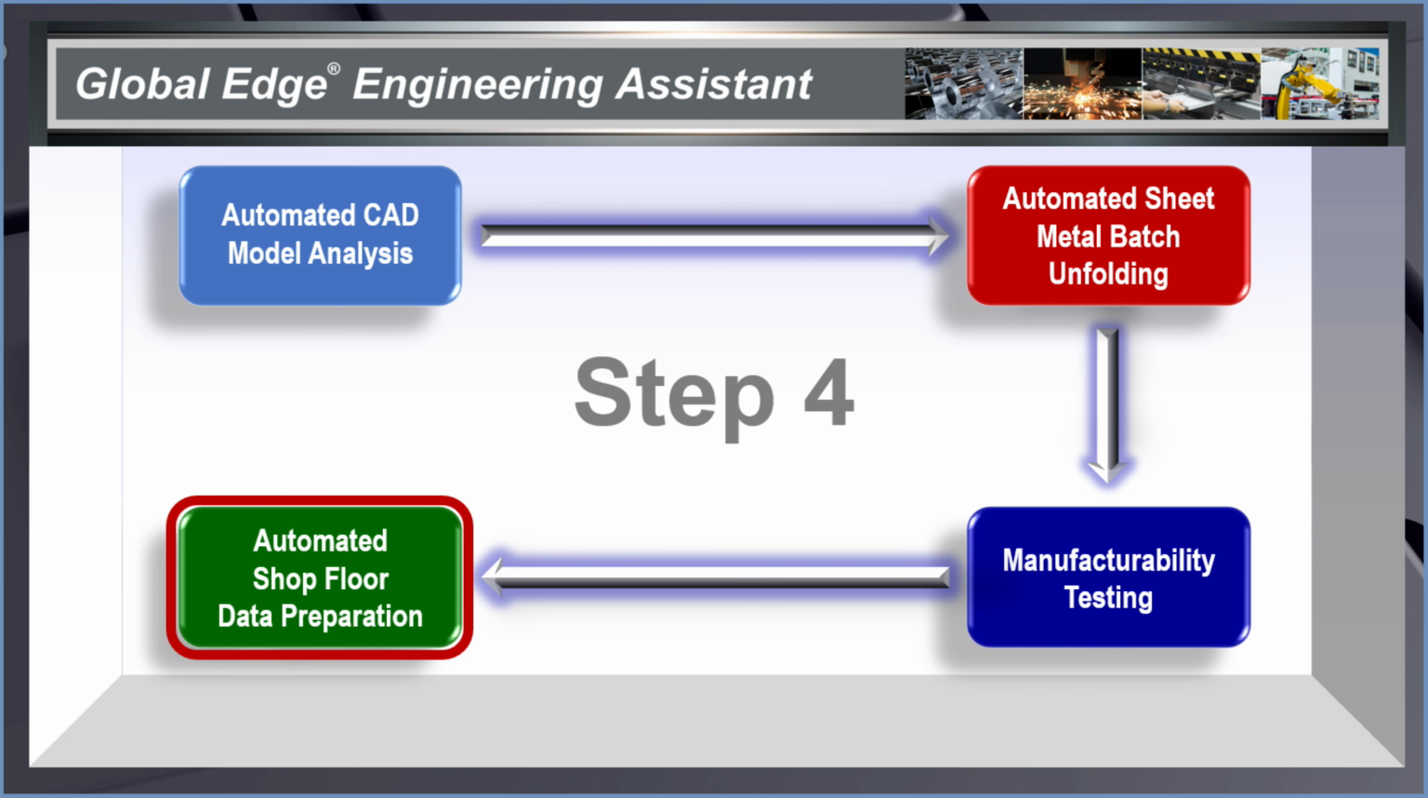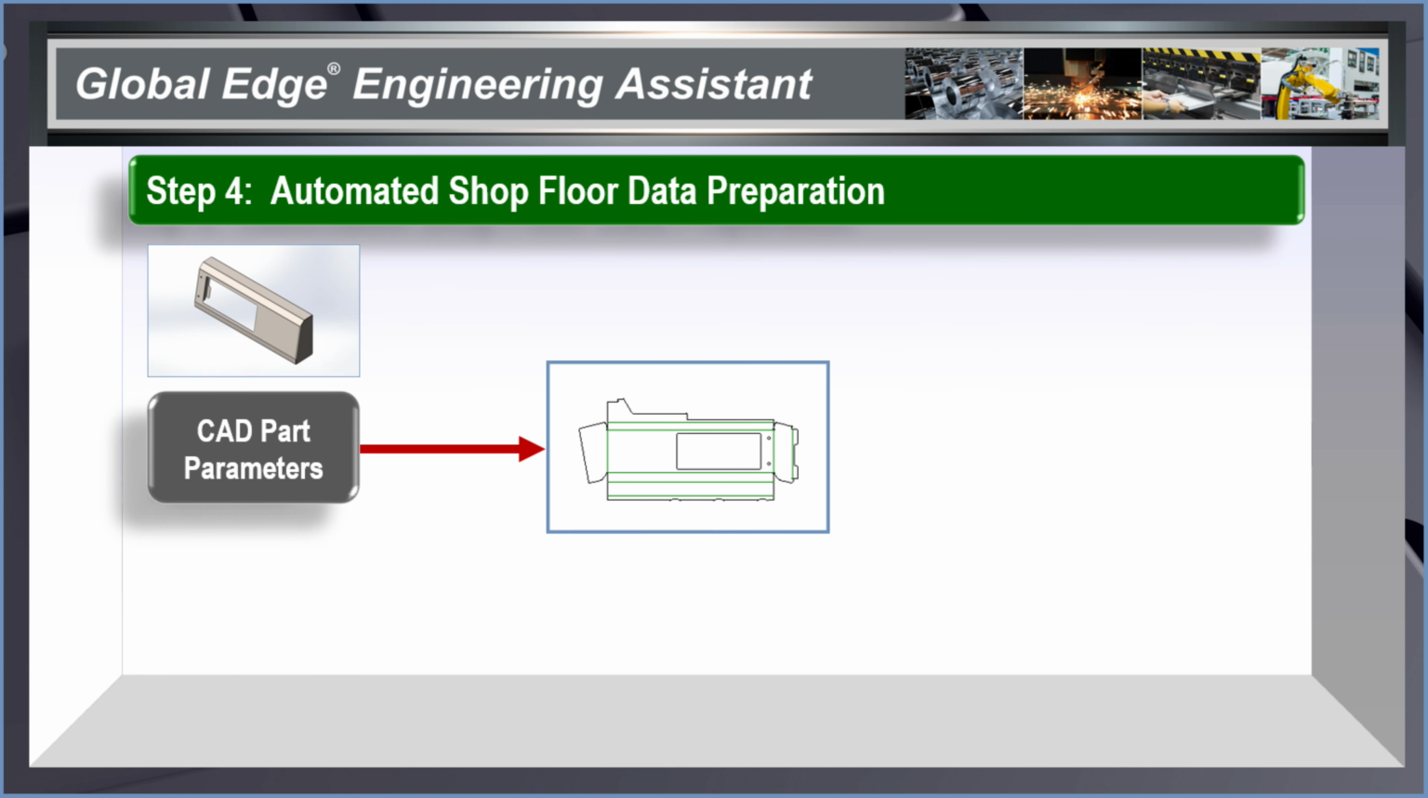Step 4, the final step, is the automated preparation of shop floor data for bend programming, nesting, and scheduling. Global Edge includes an automated work queue that automatically processes your daily production information. This includes the automatic importation of CAD part parameters and the automatic generation of DXF flat files.